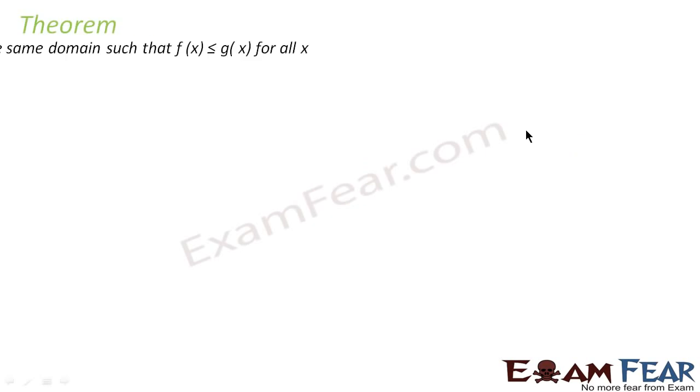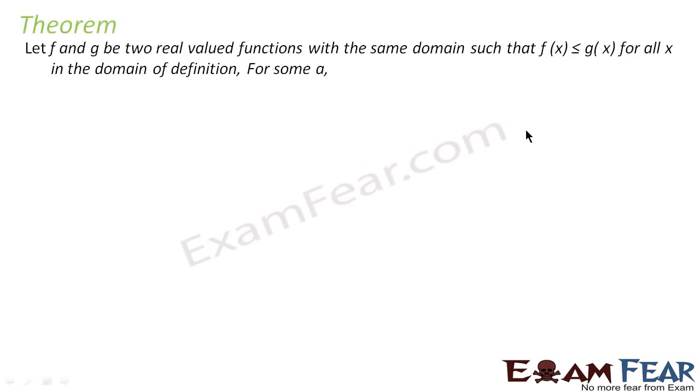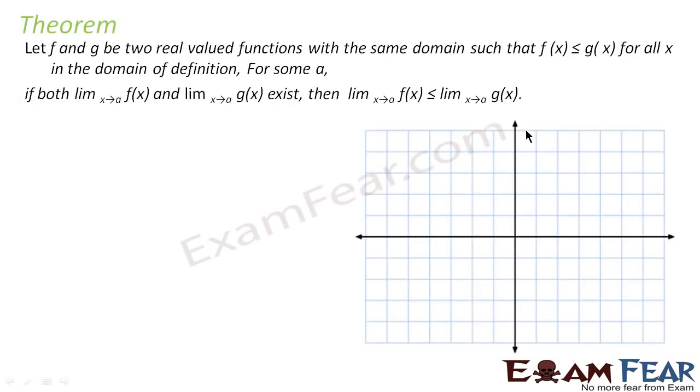We'll see a theorem now. The theorem says that if f and g are two real functions with some domain such that f(x) is always less than g(x). Let's take one scenario here. Let this be f(x) less than g(x). So there are two functions and the greater one is g(x). Let's suppose this is g(x) and this is f(x). You see this function is such that at any point the value of g(x) is greater than the value of f(x), right?